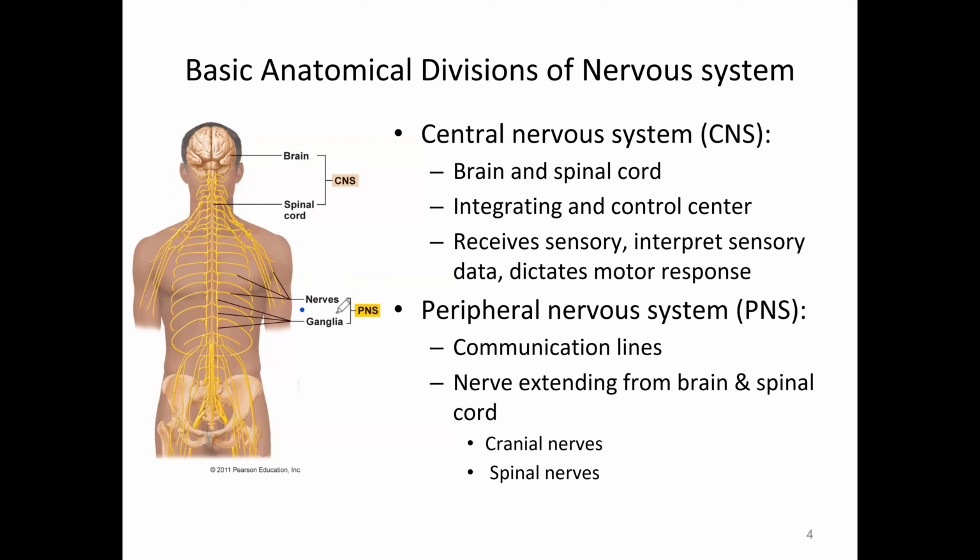Now, because nerves are the major organs of PNS, right? We have cranial nerves and spinal nerves, and it depends where those nerves extend from. If they are branching from brain, they are cranial nerves. If they are branching from spinal cord, they are spinal nerves.